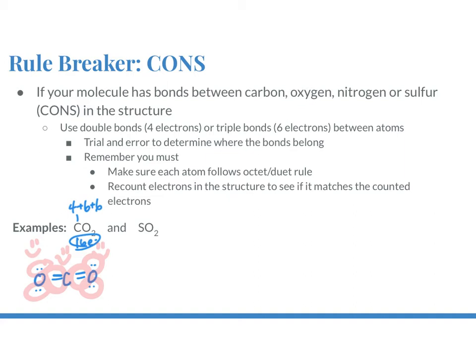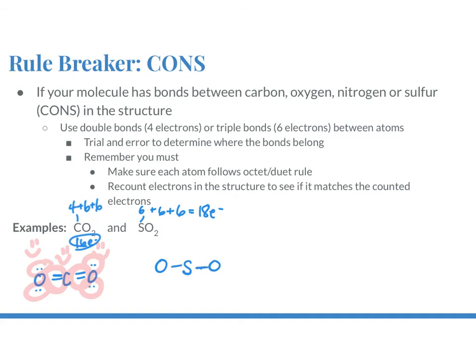So SO2. If I am just doing a normal drawing of a substance, my S is going to have 6 valence electrons, plus each of these oxygens will have 6 as well. So that's going to be 18 total electrons that I want in my drawing. So sulfur is my singular atom. It's going to go in the middle. My oxygens are going to go on the outside. So I'll draw my single bonds to it.